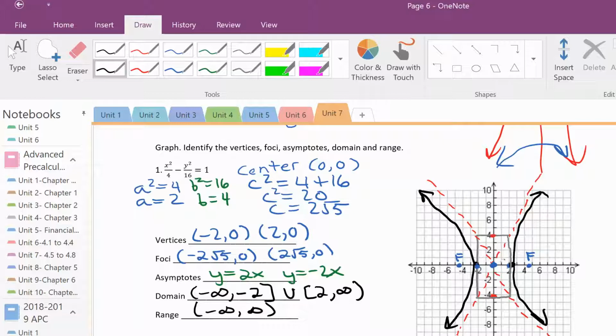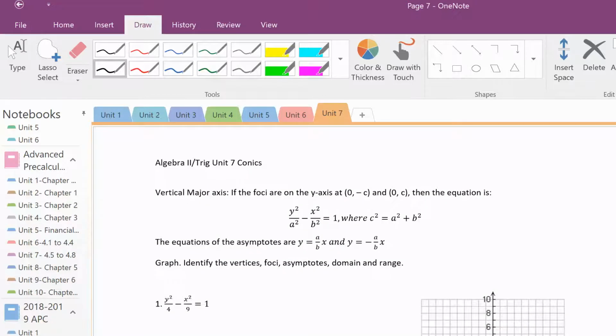Something to consider, if you notice, your equations were y equals 2x and -2x. So if you go up 2 over 1, up 2 over 1, that still makes sense for that line. And the same thing if you go up 2 over 1 here and up 2 over 1, you get that line. So that's just another way, by drawing the box, to draw the asymptotes.